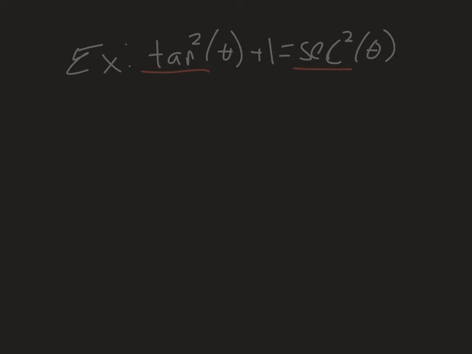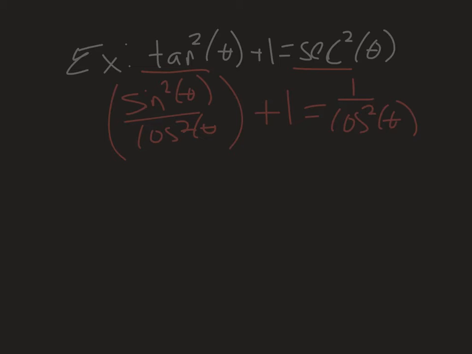Tangent, if you remember, was sine over cosine. So tangent squared of theta would be sine squared of theta over cosine squared of theta. The 1 I'm just going to leave, so plus 1. Secant, if you remember, is 1 over the cosine. So 1 over cosine squared of theta for secant squared of theta.